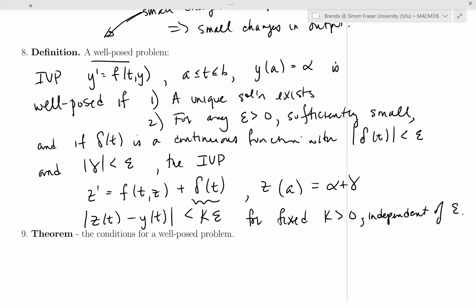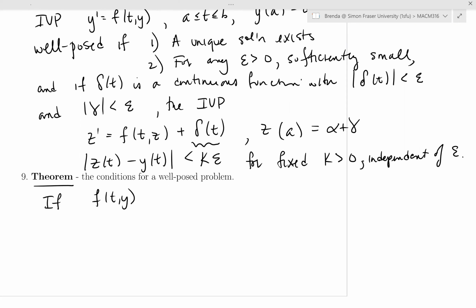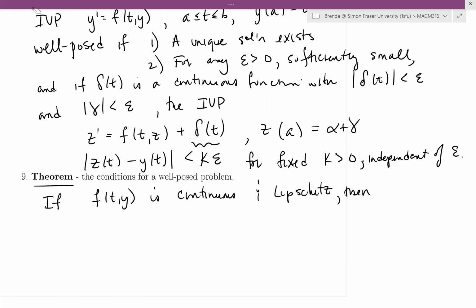Now it turns out we're not going to prove this, sadly, this is a theorem without a proof, that is if f of t, y is continuous and Lipschitz, then the initial value problem is well posed.